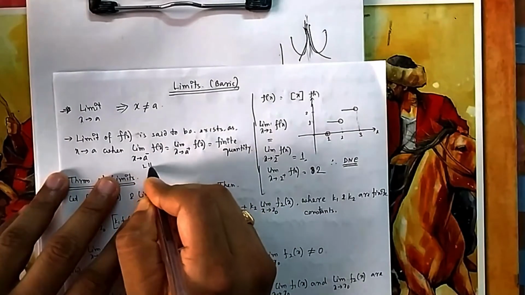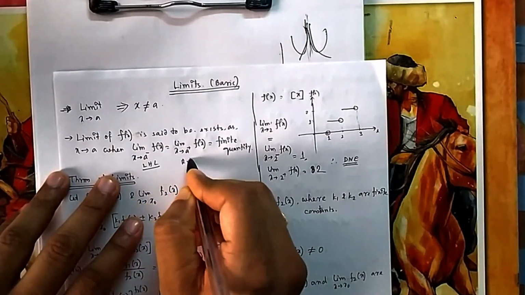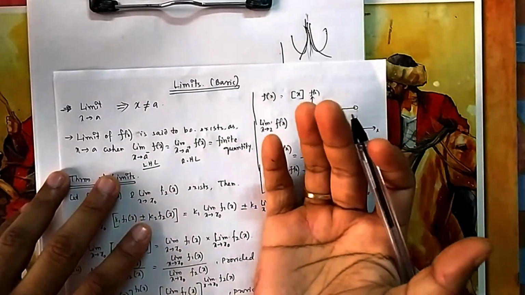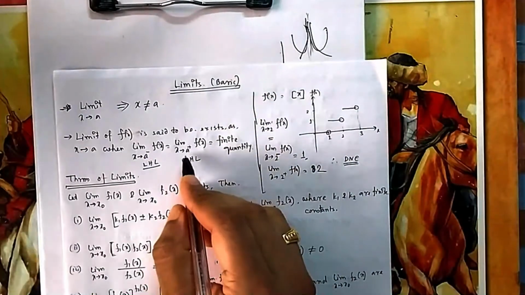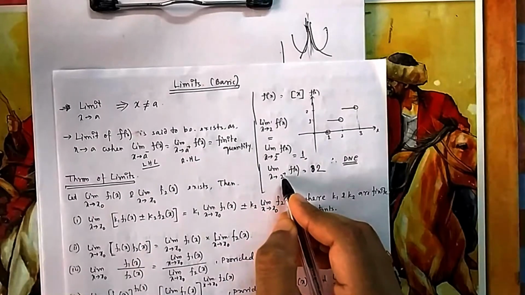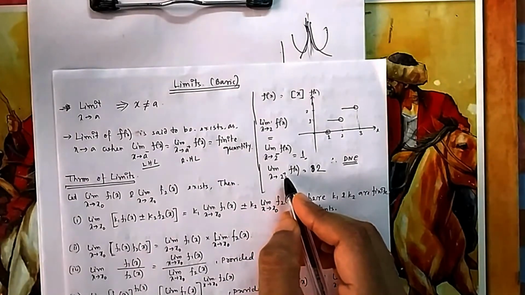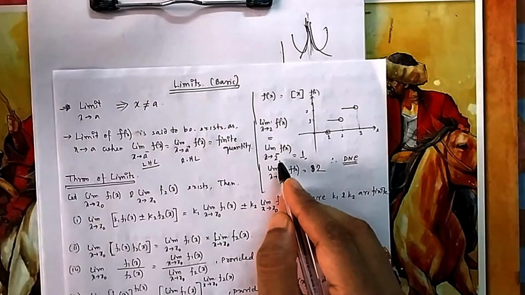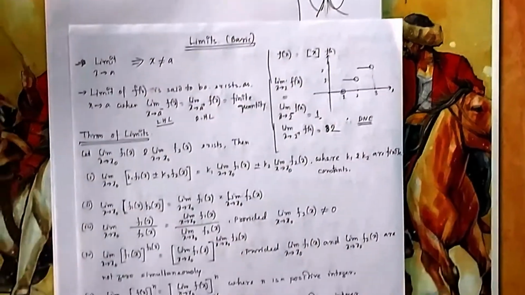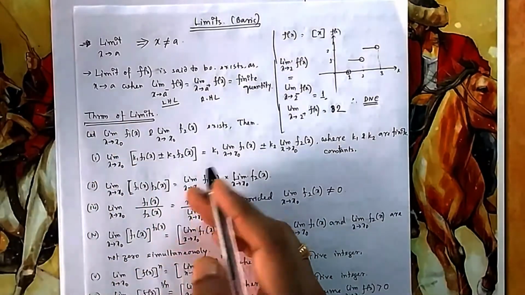And this is known as left hand limit, LHL. This is known as right hand limit. You are going from the right side, plus, and you are going from the left side. This is 2 plus, which means you have to be very careful. 2 plus means 2.00001. 2 minus means 1.999. Okay, then some theorems on limits.